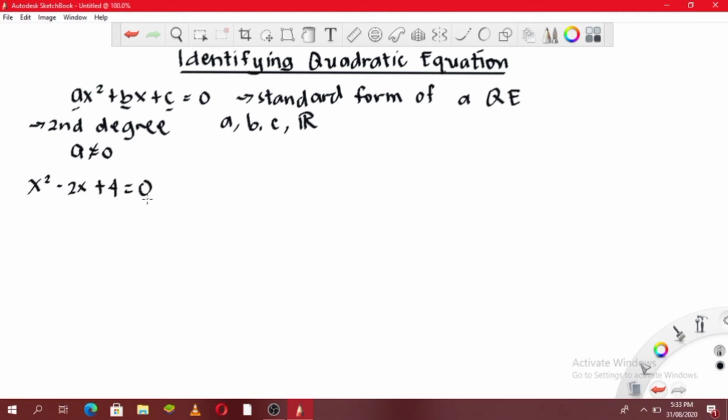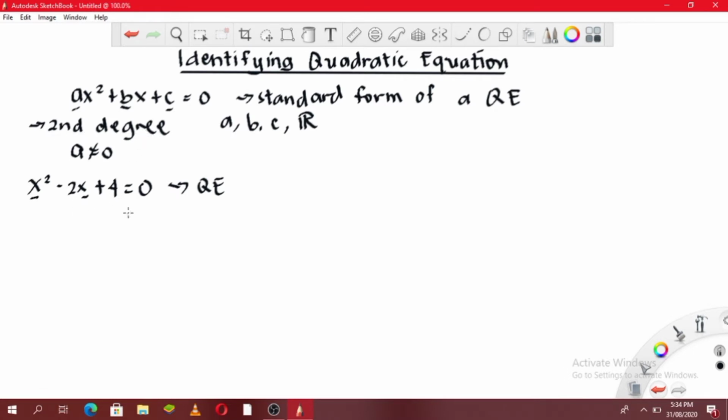Quadratic equation ba ito o hindi? Yes, this is a quadratic equation because the degree is 2. Ayan. Ang highest power ng ating variable, ang variable natin ay x at ang highest power is 2. Ang power nito ay 1 lang. Ito ay 2. So, ibig sabihin, this equation is of the second degree. So, quadratic equation po siya.